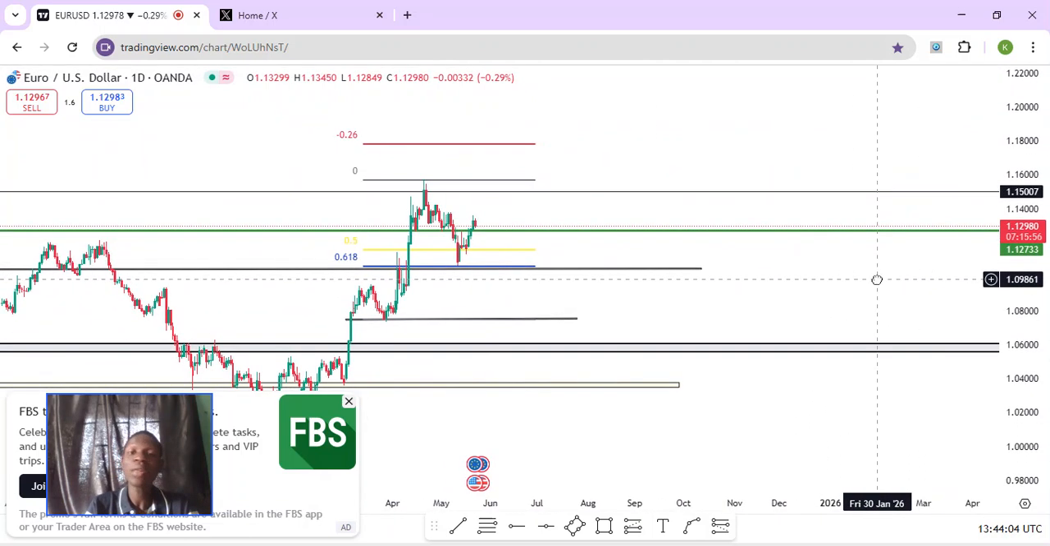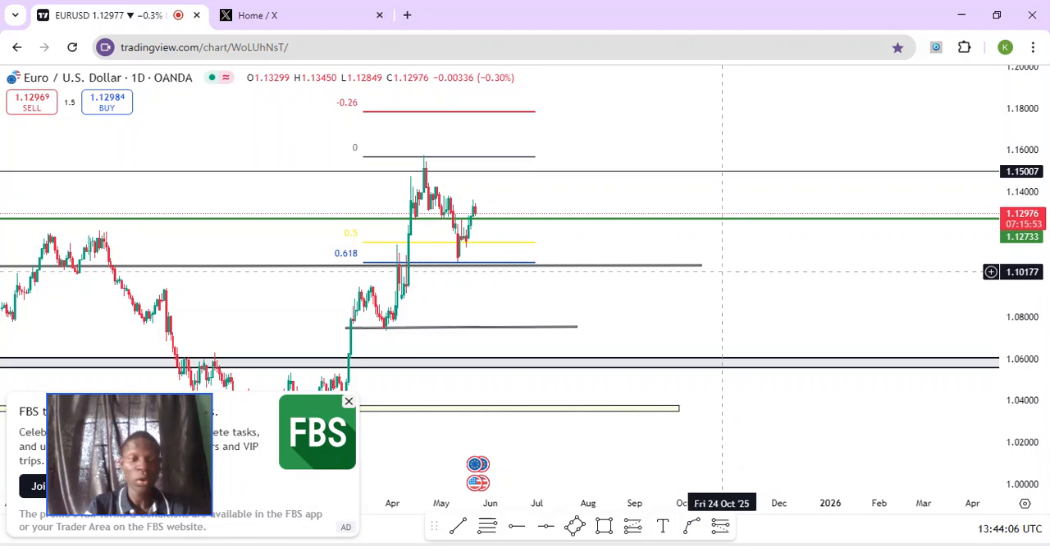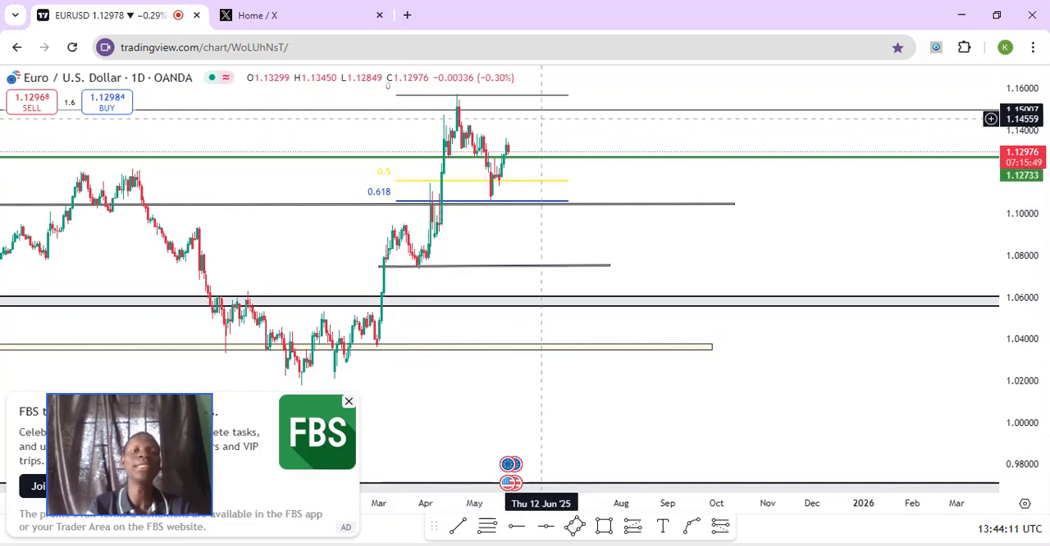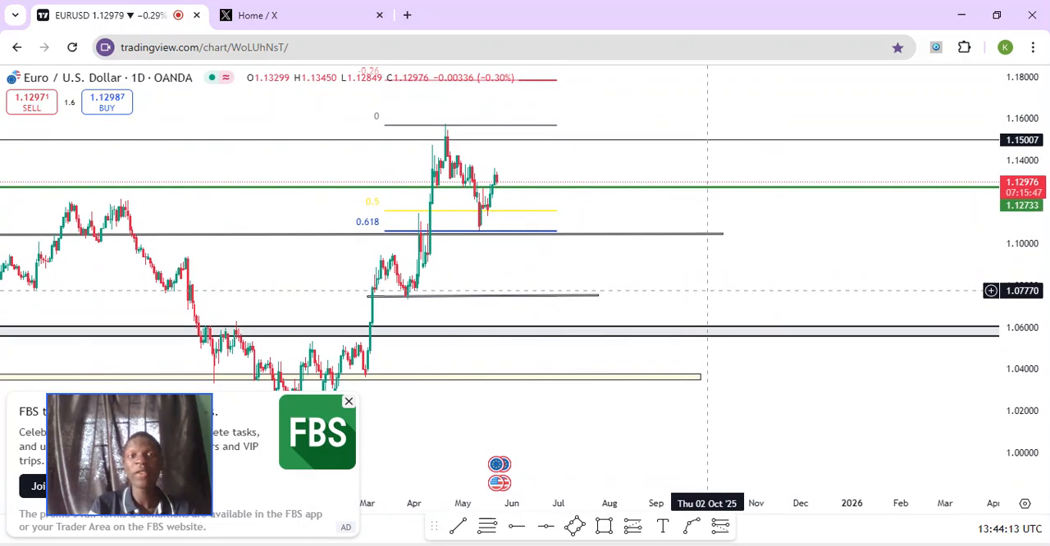What I can spot on the daily time frame is that the market came to the bottom of this range and is on its way to the upside. I use my Fibonacci level here. You guys know I like to use Fibonacci a lot because at the end of the day it is one of the best trading tools you can use as a forex trader or as a trader generally, because crypto traders use it, stock traders use it, options traders use it, so it is very powerful.